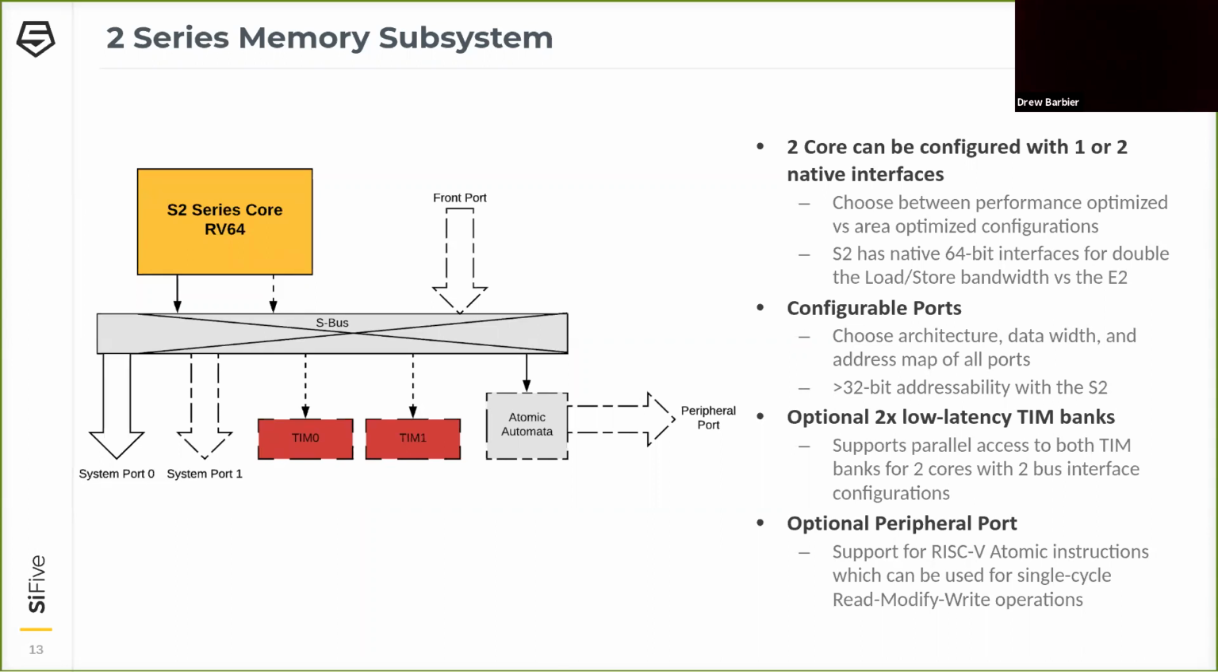And then finally, we have an optional front port on the design. The front port is a master interface into what we call the core complex. This allows other masters in your system to directly access the memories in the TIMs, or to have writes pass through to the system or peripheral ports. So again, everything in this diagram that's marked with dotted lines or dotted arrows, these are all optional and configurable parameters in the design.